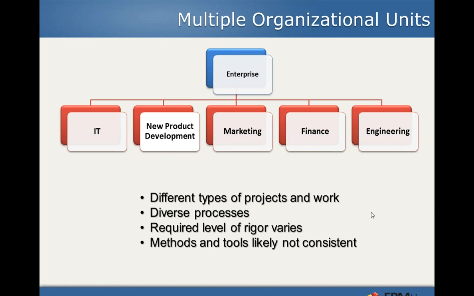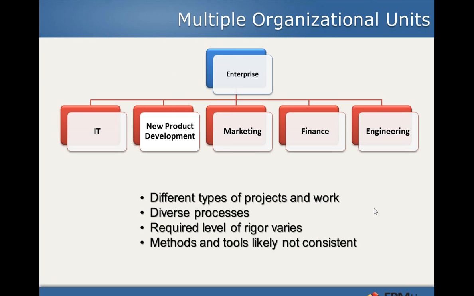So in a typical company, you may have multiple organization units. At the enterprise, you're looking at the total company or the total organization, but down below, you're probably broken into different disciplines, business units, or departments. So for example, some we find often in PPM deployments are the IT organization, new product development, marketing organizations, finance, engineering and R&D. Those types of things all exist.